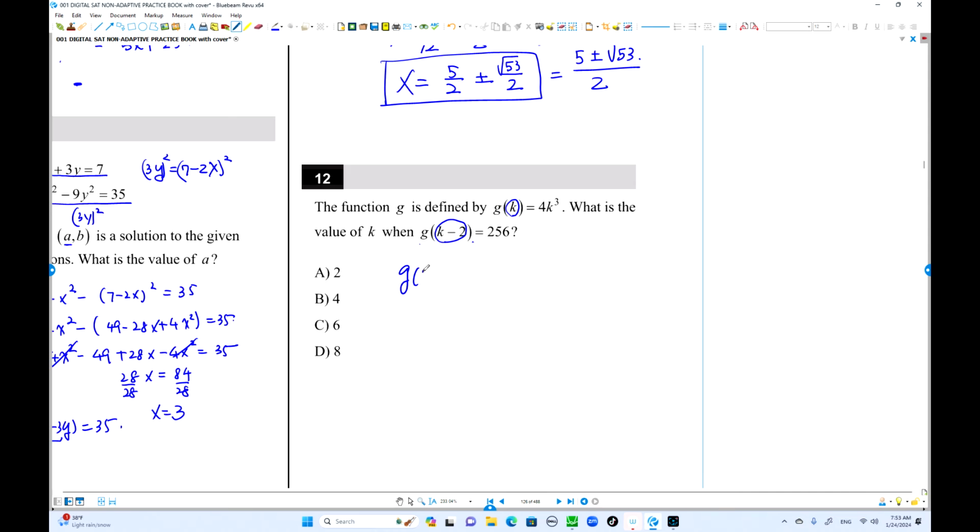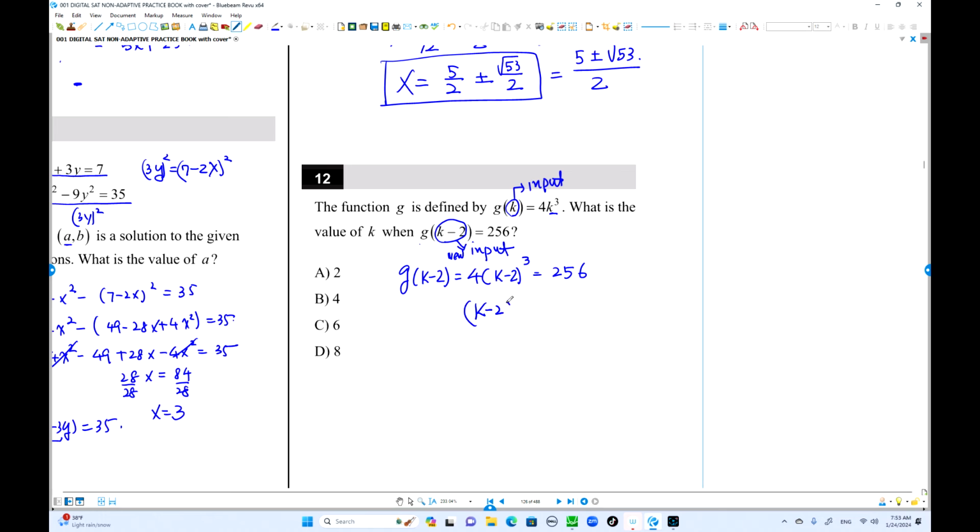Okay, g of k minus 2 means what? This is the input, that represents the input. Now this is the new input, k minus 2. So replace with k minus 2, cubed. All right, that is the function g of k minus 2. This output equals 256. Now we're going to find the value of k.